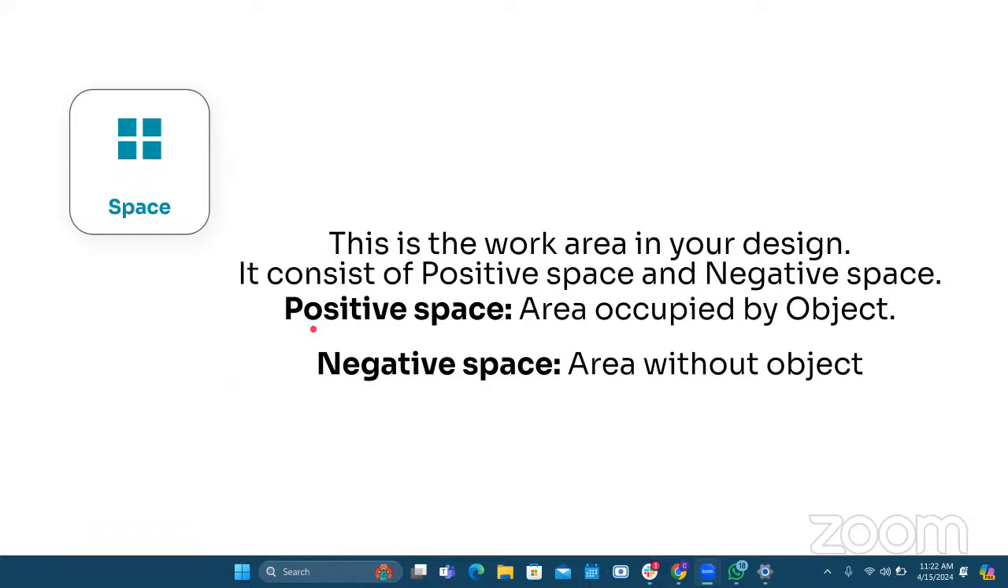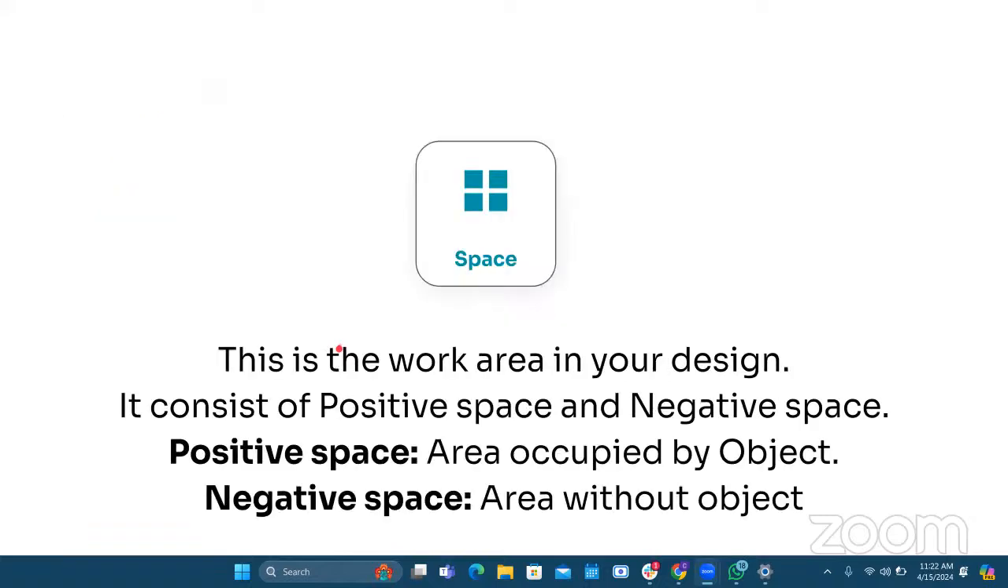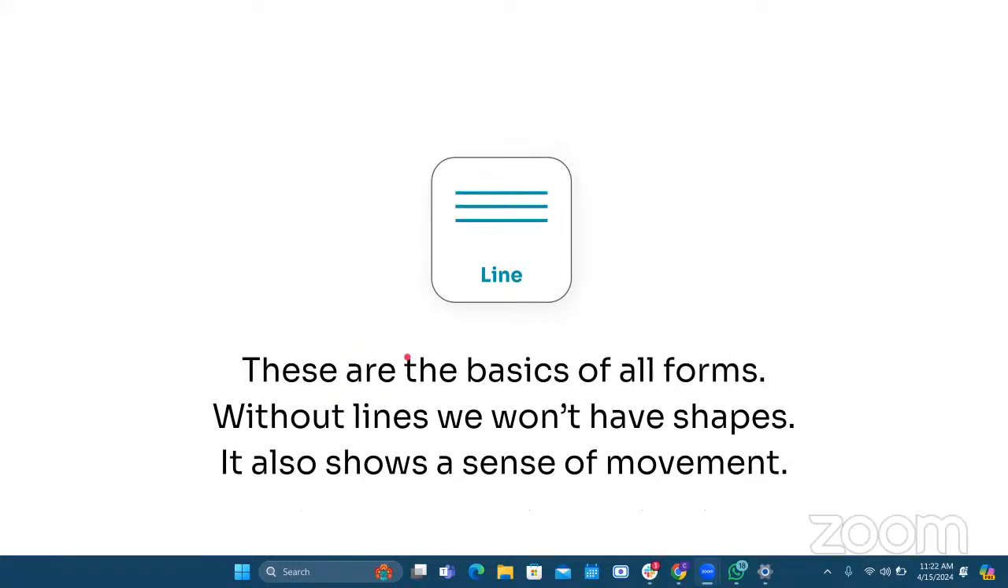So that's what space does. The better you manage your space, the better the design will look. If you manage your space properly in your design, it will always look good. For the sake of battery life, we'll be ending here.